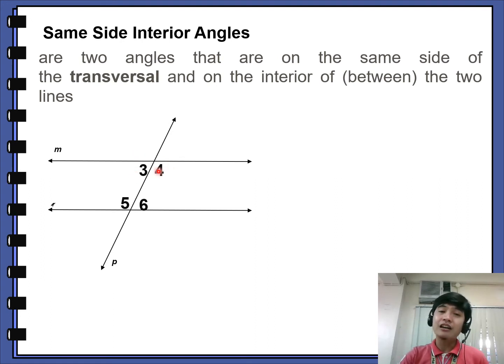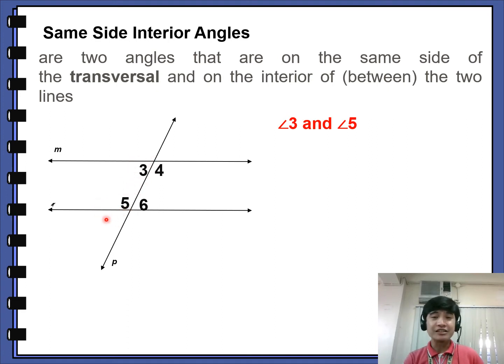So, angle 3 and angle 4, though adjacent yan, hindi pasok sa criteria kasi hinahanap natin same side. Kung left, parehas na nasa left. Kung right side, parehas na nasa right side. So, ang papasok lang sa criteria for same side interior angles ay si angle 3 and angle 5 sa part na ito. I-check natin. Si angle 3 at angle 5 ay adjacent. Okay, isa nating hinahanap. Pangalawa, they are lying on the same side of the transversal. Parehas po silang nasa left side ng transversal.